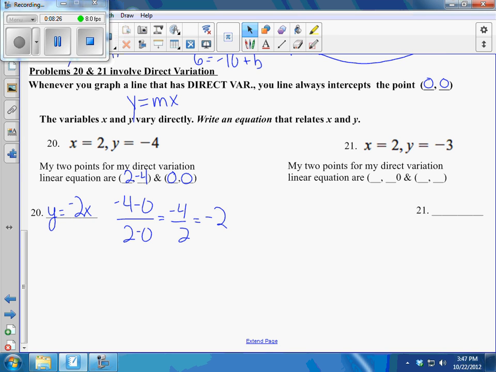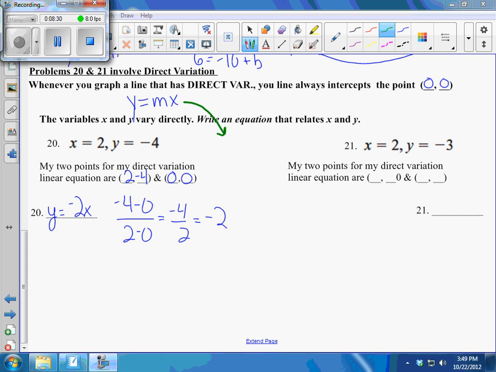This is a shortcut. Okay, so I had a brief interruption, so if I don't quite pick up right where I left off, forgive me.